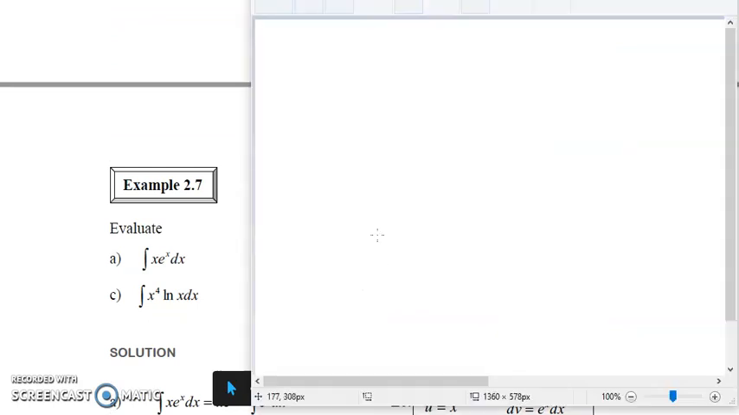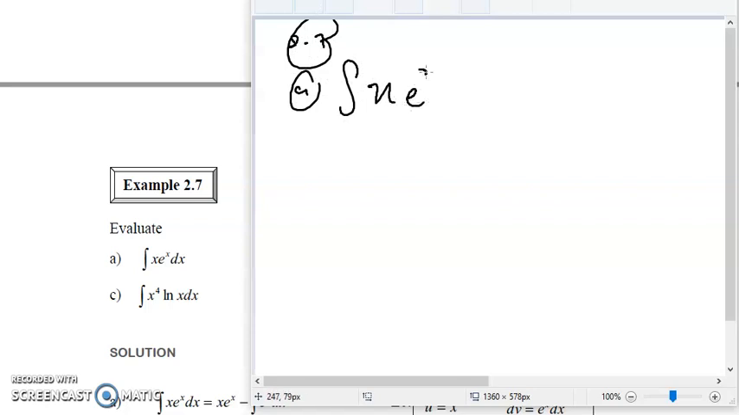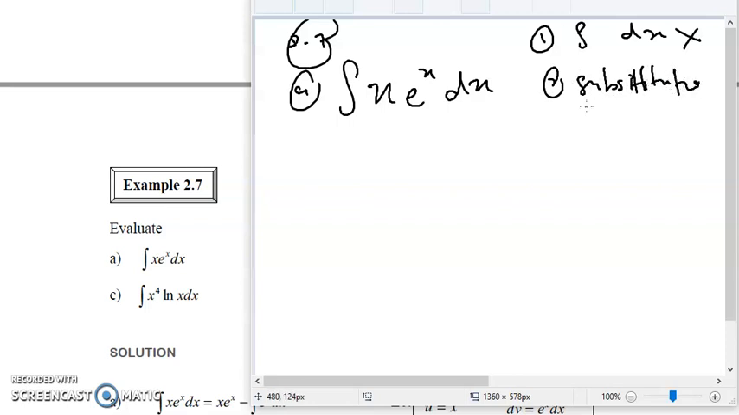Okay, example 2.7. As for question A, given to you the integral of x e power of x with respect to x. If you try to look at here, we can use your by parts. Maybe you can try to check first: can we use a direct integral? Is direct integral easy or not? If it is difficult, proceed to the next step. We are going to use your substitution method, substitution technique. If it is easy, just proceed using substitution technique. If you cannot solve using substitution technique, proceed to the by parts.